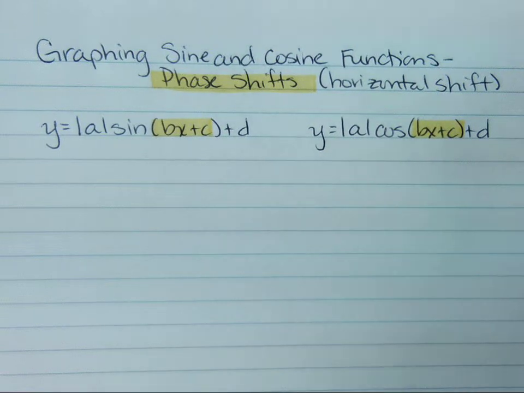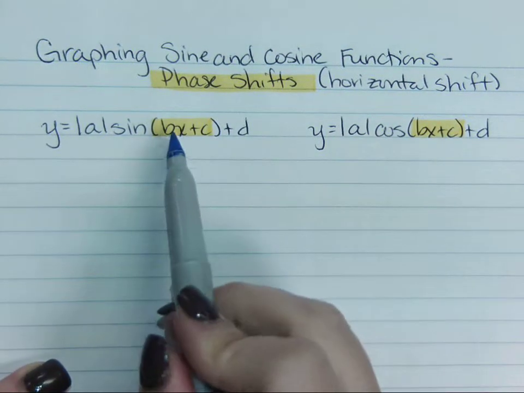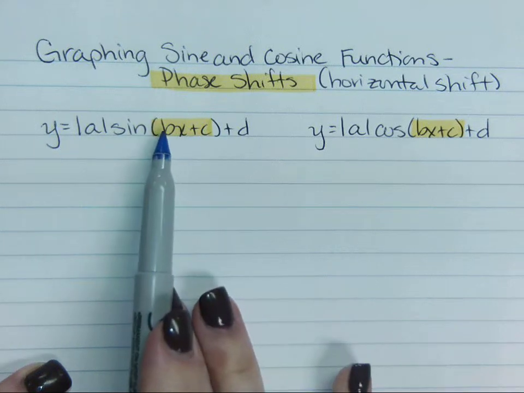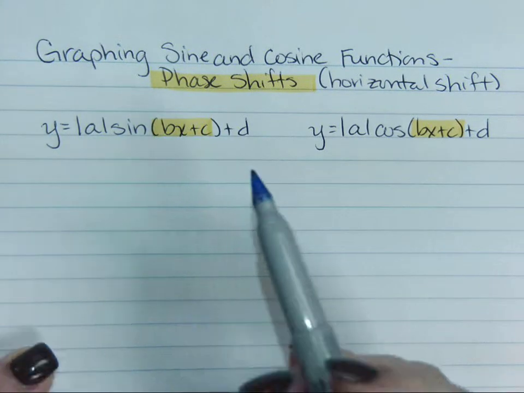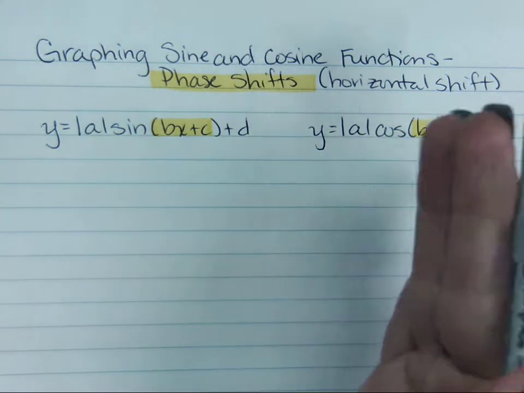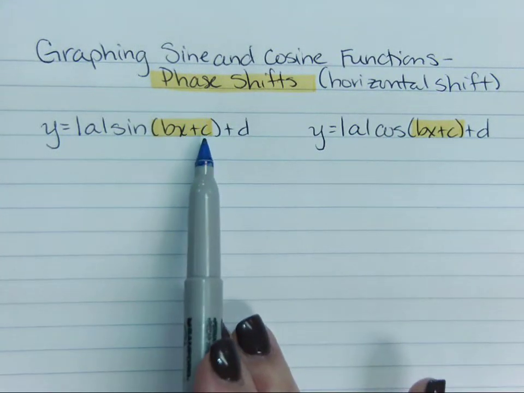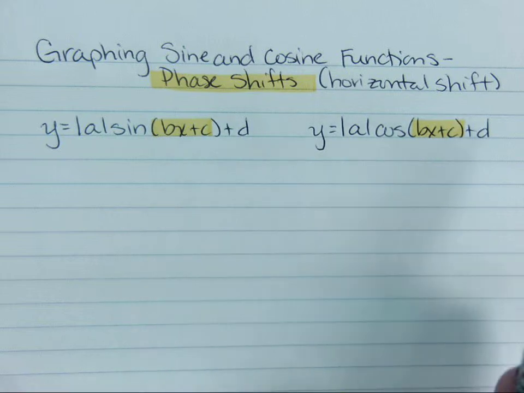All right. So the phase shift includes the period adjustment as well. And so what it does is the period adjustment right here will squish your graph inward or stretch it outward. And then this plus c will either take all those coordinates and move them all to the left or all to the right. All right.